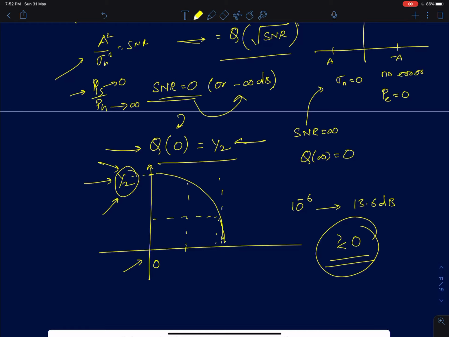And it makes perfect intuitive sense. It's like there is no communication happening at all. You might as well perform the experiment at the receiver yourself without even having a transmitter, and still get a probability of error of half.